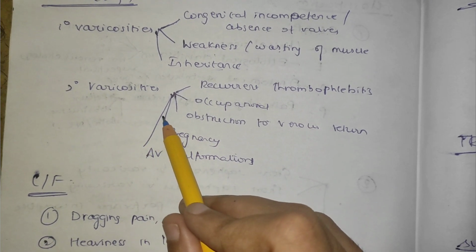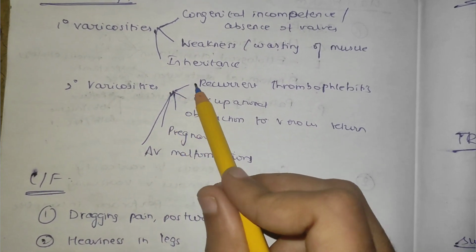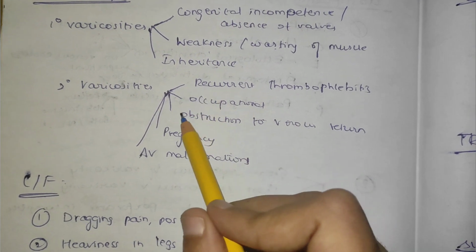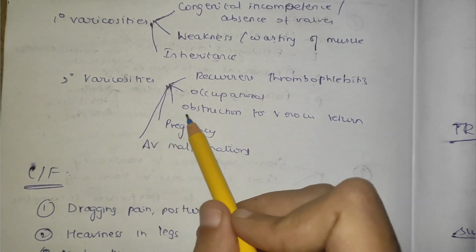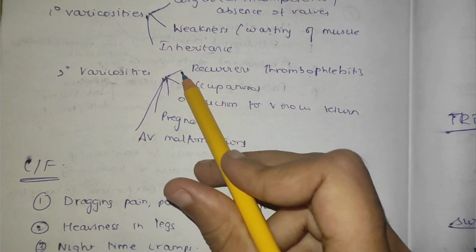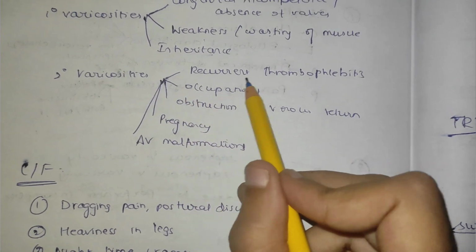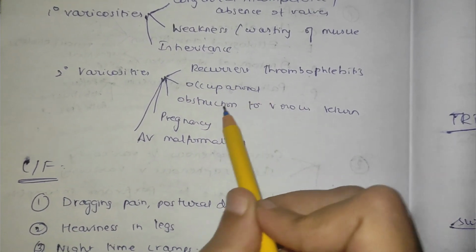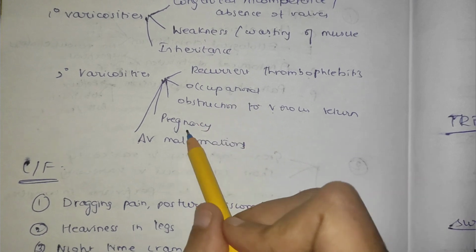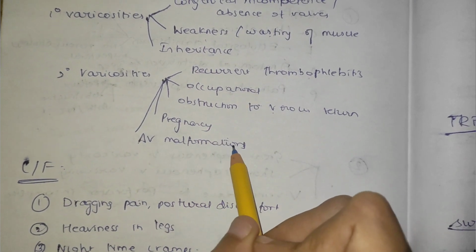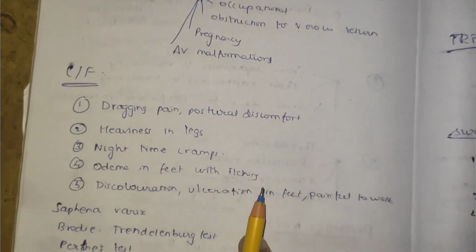Next one is the secondary varicosities. Secondary varicosities may be due to many reasons. Some of them are recurrent thrombophlebitis, occupational, obstruction to the venous return, pregnancy, arteriovenous malformations. Next, coming to the clinical features.